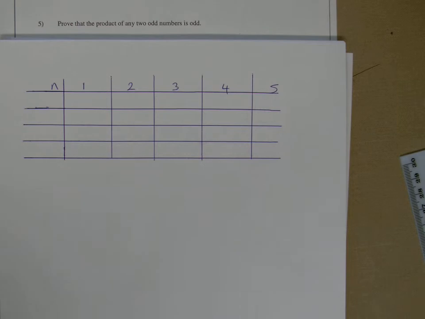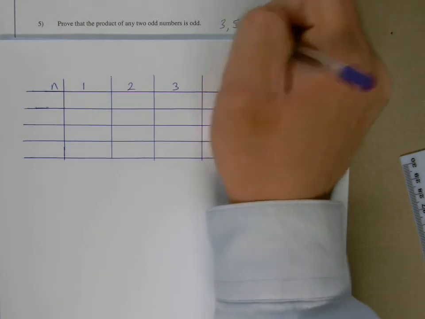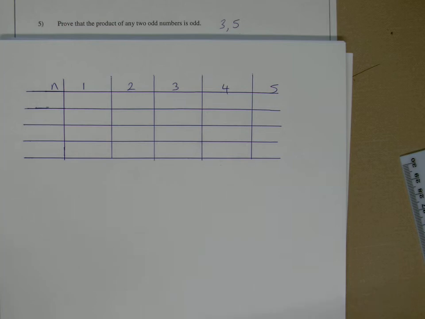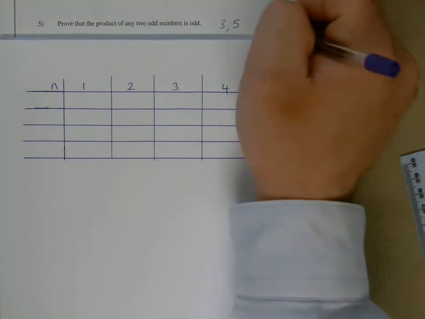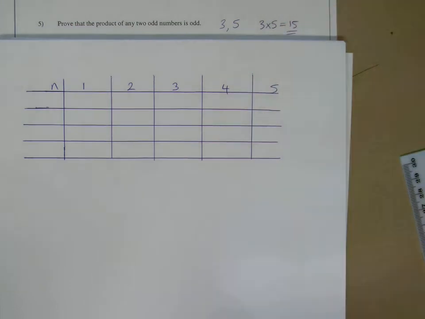Prove that the product of any two odd numbers is odd. So, any two odd numbers. We could think of odd numbers such as 3 and 5. When you work out the product of them, product of course means multiply, you get 15. And of course, the answer there is odd.